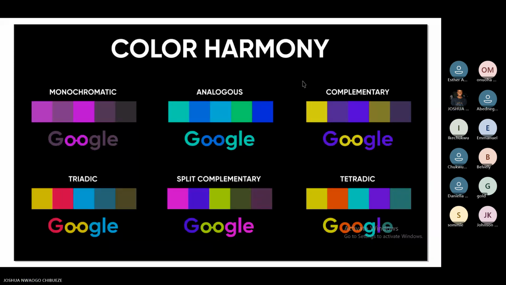First one, we said is monochromatic, which is different shades of the same color. Then we talked about analogous, which is colors that are opposite each other on the color wheel. Then complementary, colors that are opposite each other on that same color wheel. Then we have triadic, which is colors that have the same equal distance between each other.